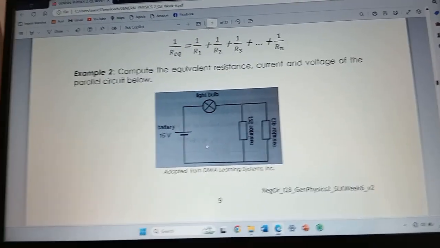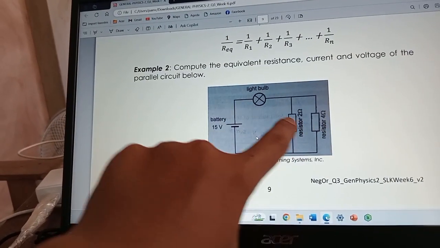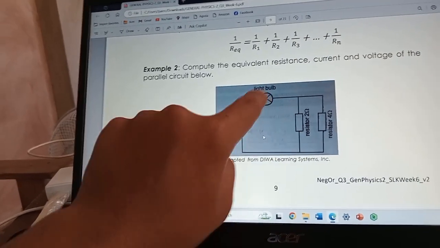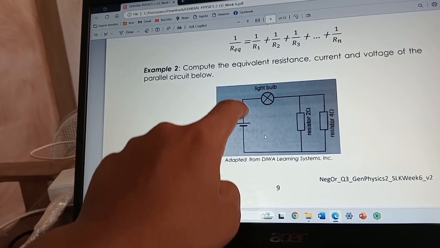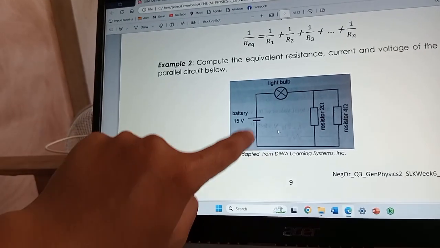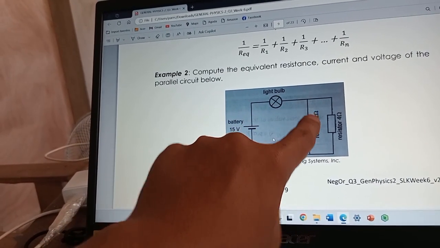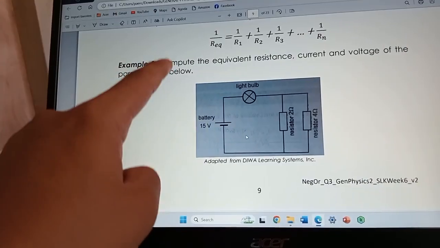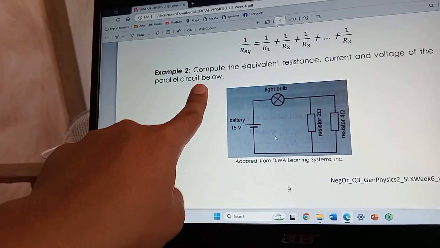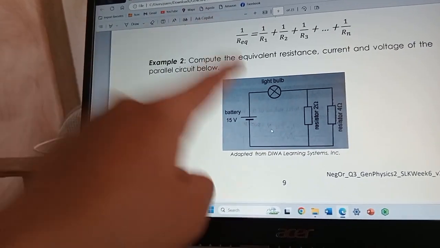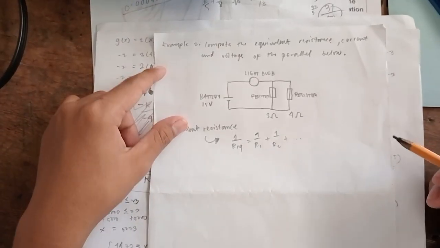In this example, you can see a parallel circuit with a battery, a resistor, and a light bulb. This is a good example of a parallel circuit because the current flows from the battery, going through the light bulb and passing through the resistors. Example number 2 asks us to compute the equivalent resistance, current, and voltage of the parallel circuit.